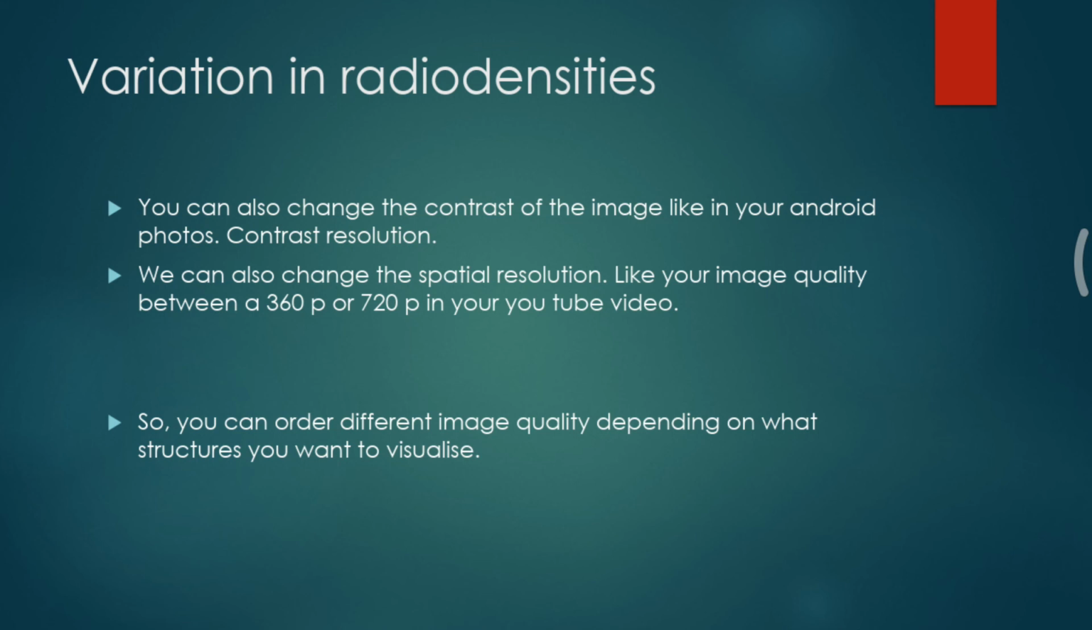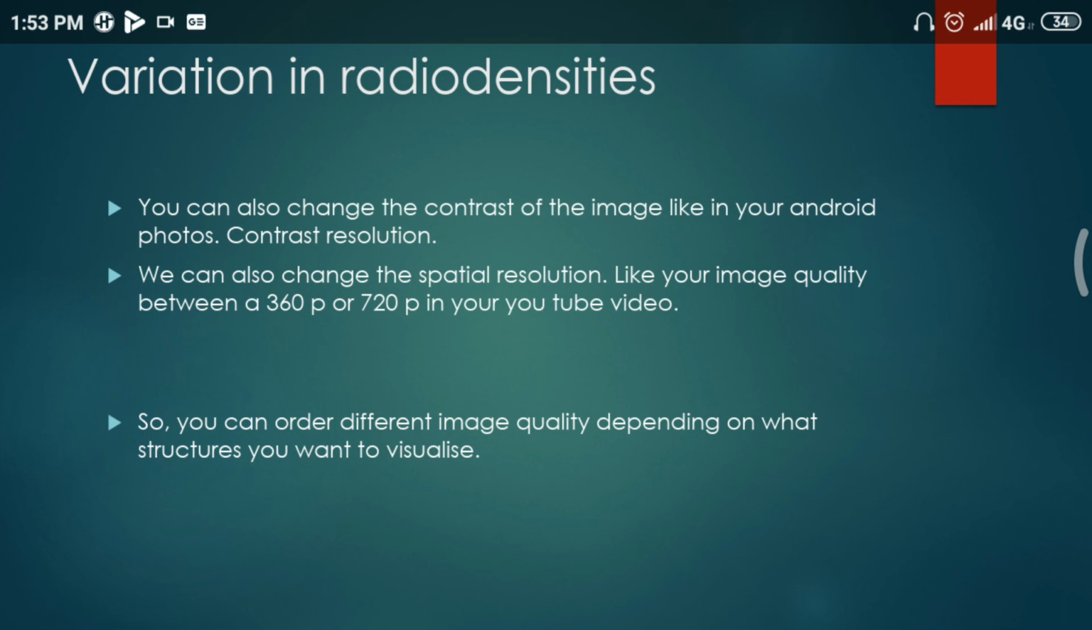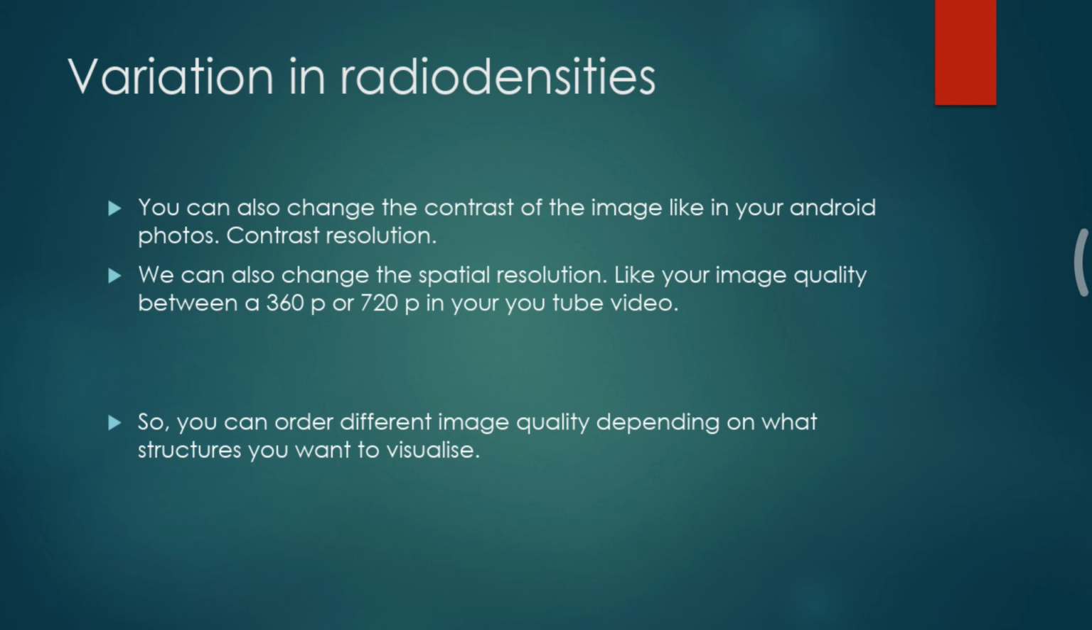You would be asking why we don't get a clearer picture all the time. But there is a negative side to that. If the spatial resolution is increased highly, you'll be able to see only smaller structures. For larger structures, you require a larger pixel size. So you can order different image qualities depending on what structures you actually want to visualize. So that's about viewing the image of a CT.